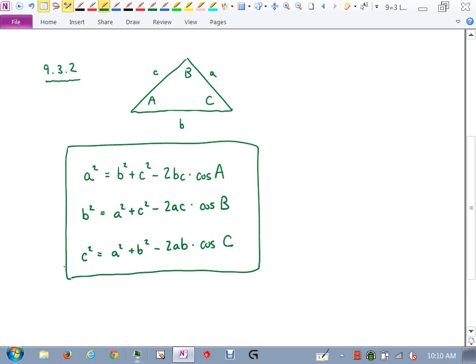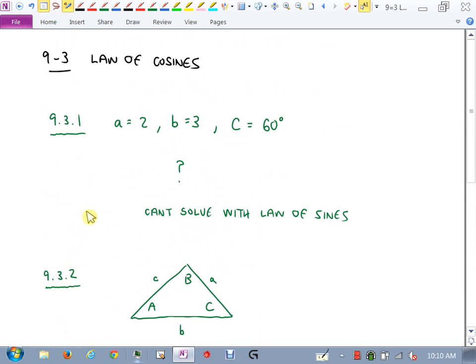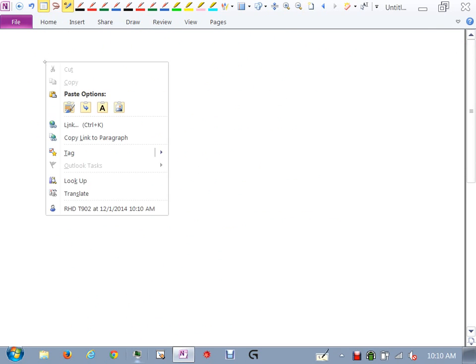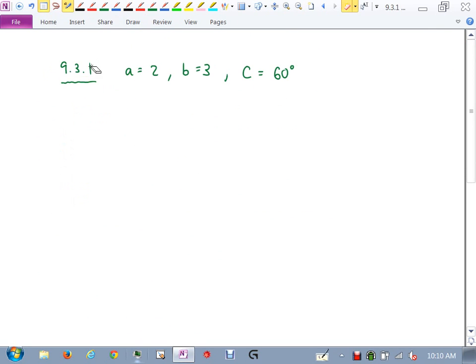Let's do one problem. Let's do the problem we had before. Okay, let's do this one. And then I want to show you some other things we can do with the law of cosines. So let's go back to this problem here. So now let's solve this. We first recognize law of sines is out the window, right?